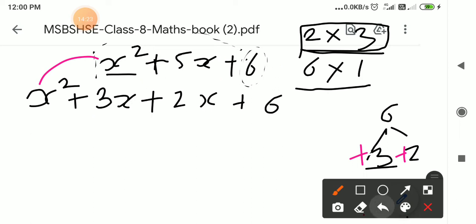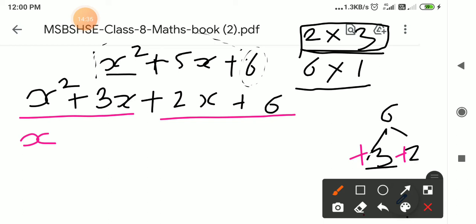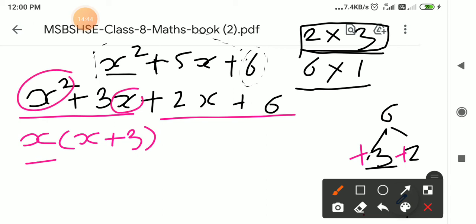Clear, all of you? Now the next step of the example is that from the first 2 terms and from the second 2 terms, we have to take common terms outside the bracket. So in x square plus 3x, x is common. If x comes outside, what remains here? x plus 3, right? From x square, 1x goes outside, and from 3x, x goes outside. So from x square, x remains, and from 3x, 3 remains.